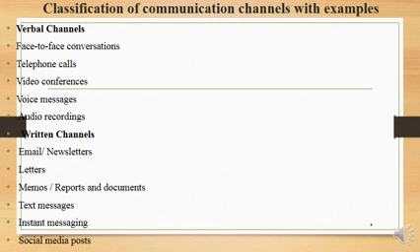Classification of communication channels with examples. We have the verbal channels. The verbal channel examples are face-to-face conversations, telephone calls, video conferences, voice messages, audio recordings. In the written channels, we have email, letters or newsletters, memos, reports and documents, text messages, instant messaging, and social media posts.